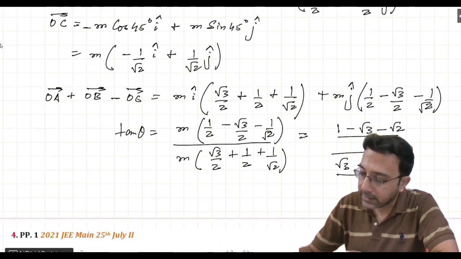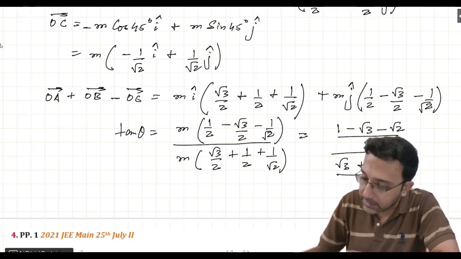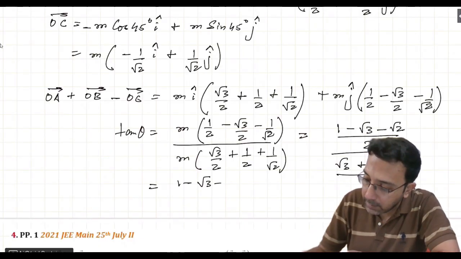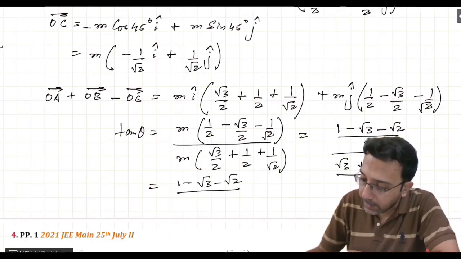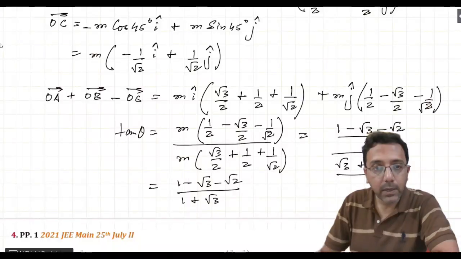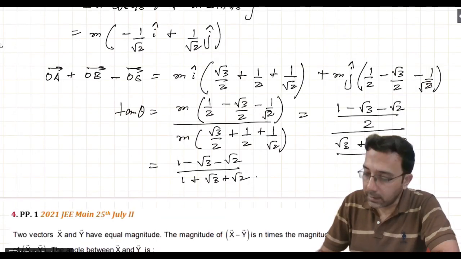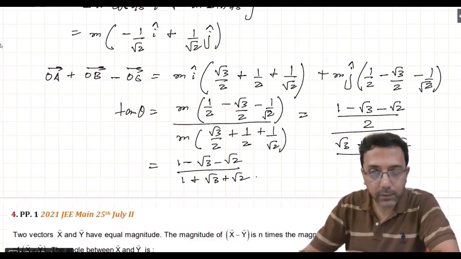We can just write here as 1 minus root 3 minus root 2 divided by 1 plus root 3 plus root 2, and tan inverse that will give you the answer.